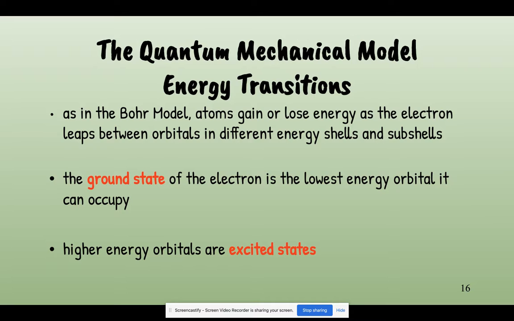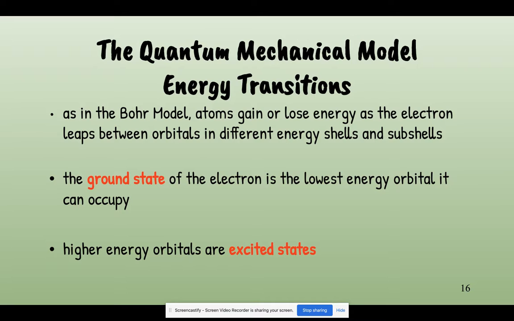So as in the Bohr model, atoms will gain or lose energy as the electron leaps between orbitals in different energy levels or shells and subshells. Quite often I say level and shell. They can be used interchangeably. So level and shell mean the same thing, and sublevel and subshell mean the same thing. It doesn't matter what you use. Okay, same idea. But the difference is they're going to be jumping between not just the levels, but also the sublevels. And that's one of the reasons why when you get to multi-electron atoms, you see a lot more lines, because there are a lot more combinations of transitions.